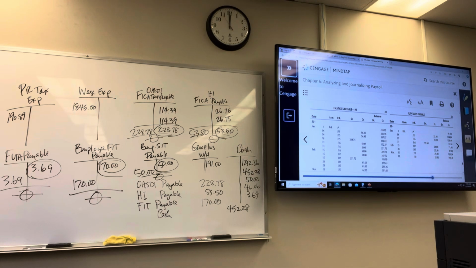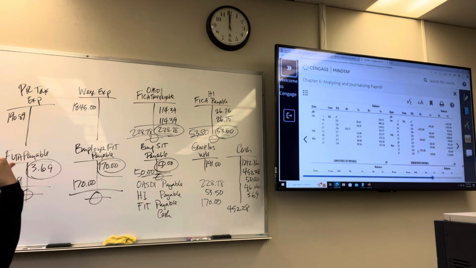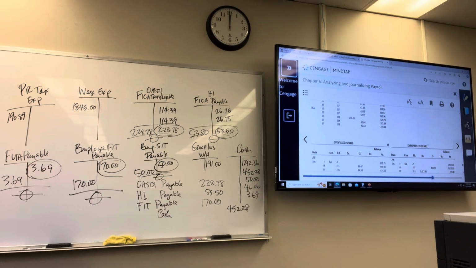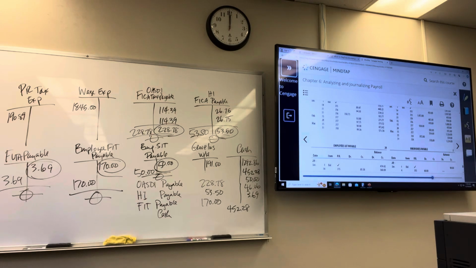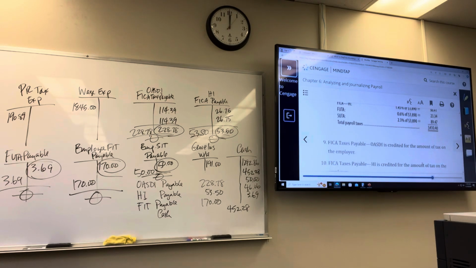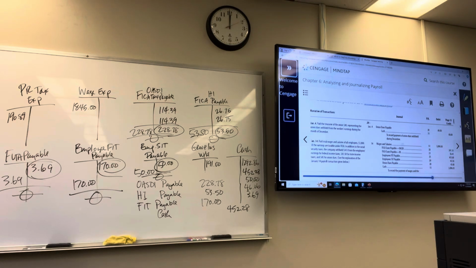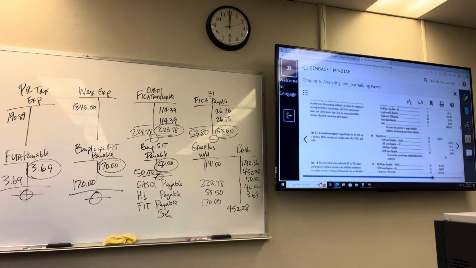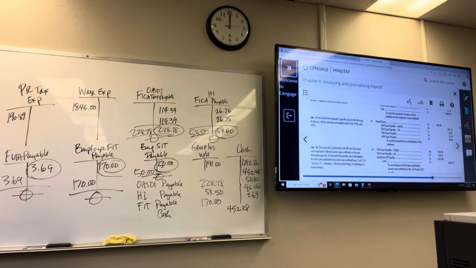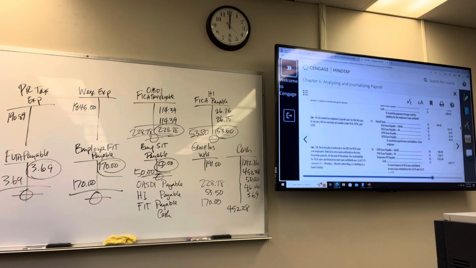FICA taxes payable again. So these are our T accounts that I have up here. SUTA taxes, each account has one. So each of these entries being made up here, the journal entries, is then being transferred over to the general ledger. January 18th, they electronically transferred the FICA taxes. All of those payments are being made.